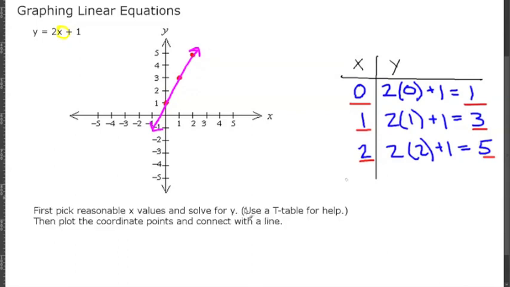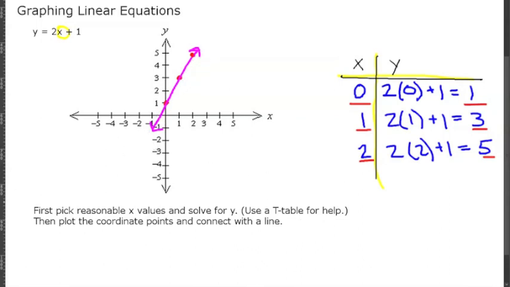Again, the steps. First, pick reasonable x values and solve for y. And what I mean by reasonable is if you're using small numbers like 2 and 1, don't pick x to be 100 or 50 or 33. And then solve for y, which is what we did over here in the right side of our column. Use a t-table for help. This is a t-table. Then plot the coordinate points and connect with a line.